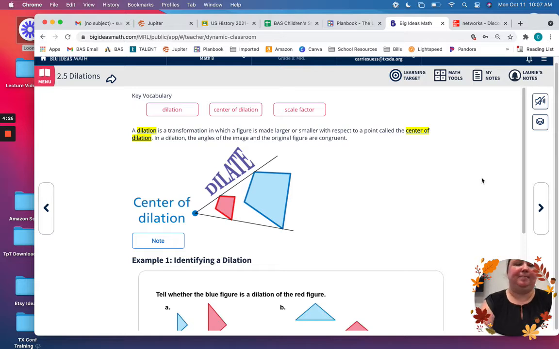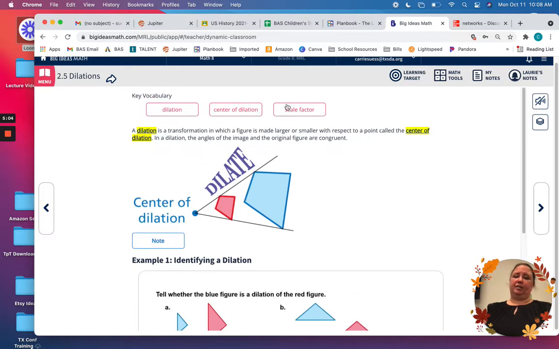So a dilation is a transformation in which a figure is made larger with respect to a point called the center of dilation. In a dilation, the angles of the image and the original figure are congruent. If you see this picture, I would sketch this in your journals. Your center of dilation is this point on the corner, and here is your shape, and it has been enlarged or dilated, as you can see in the blue image.